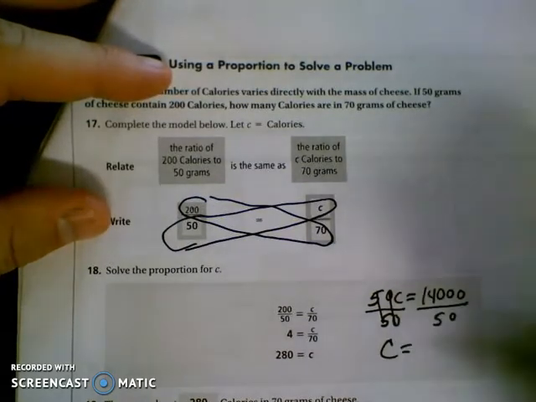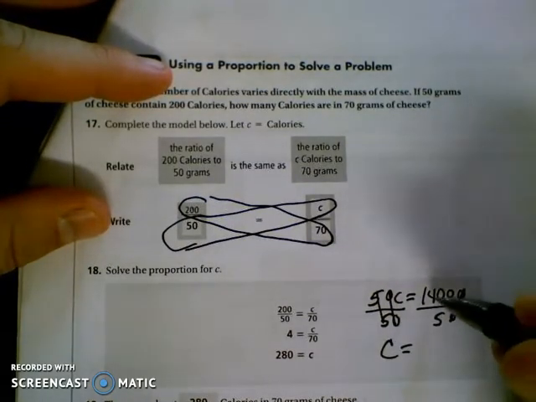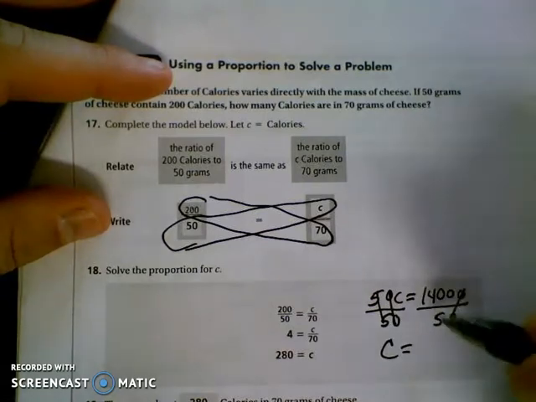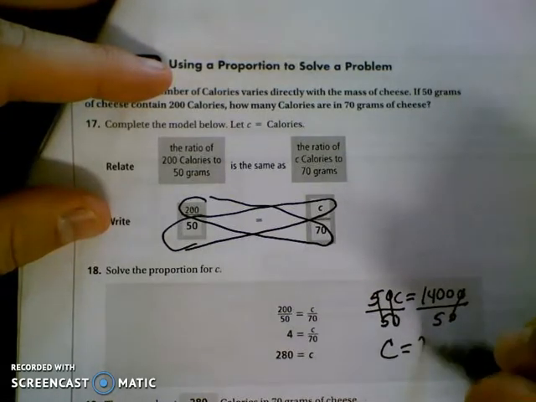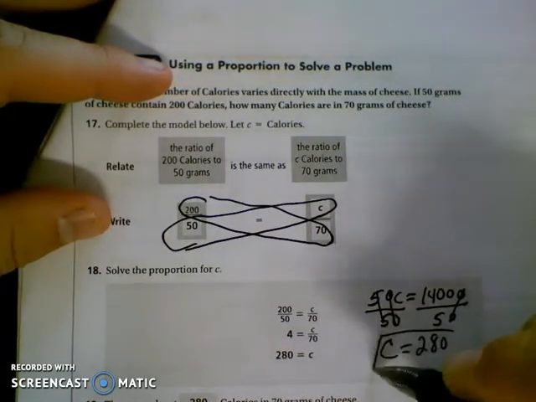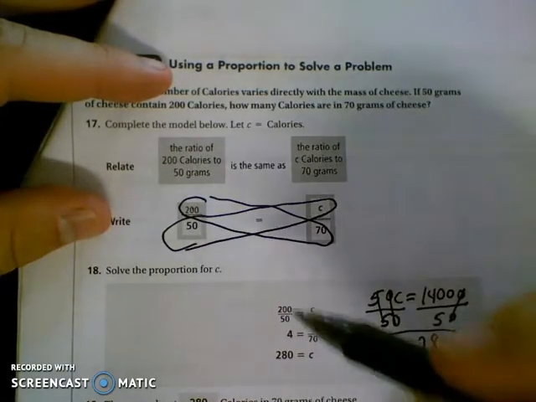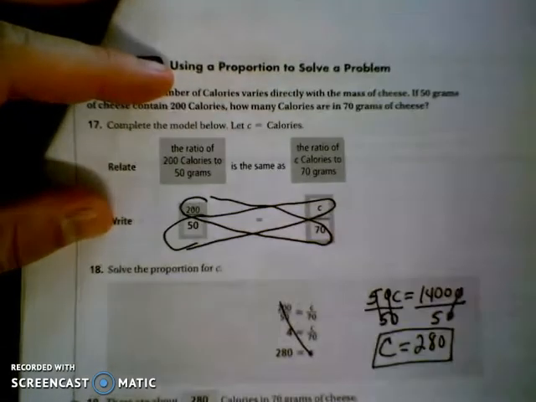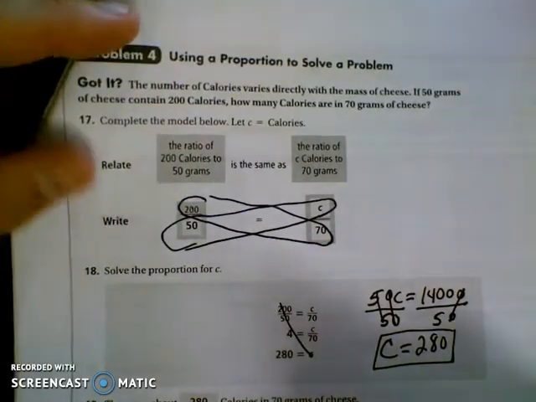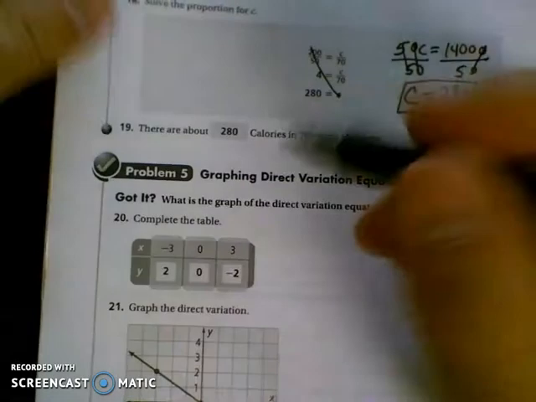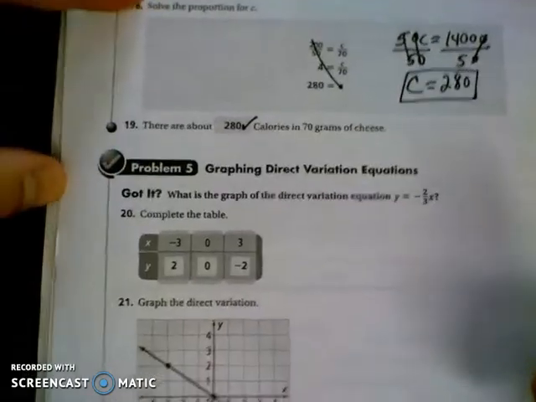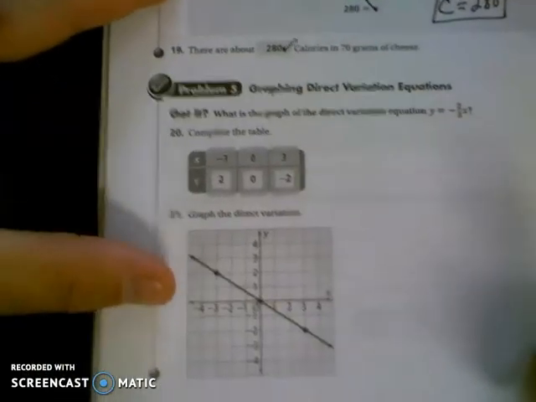C is all alone. Half of 1,400 divided by 5 should be 280. Again, I do it a little differently than they do. So there are about 280 calories and 70 grams of cheese. There's your answer right there. 280 calories of cheese. 20 is one that you'll see on your homework.